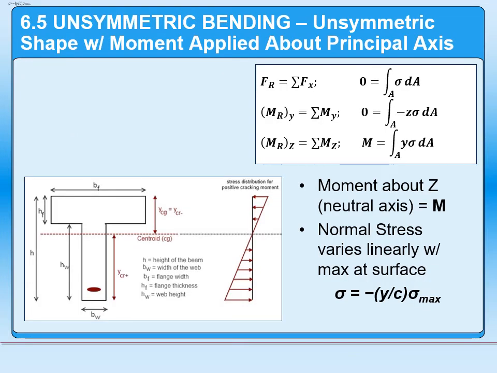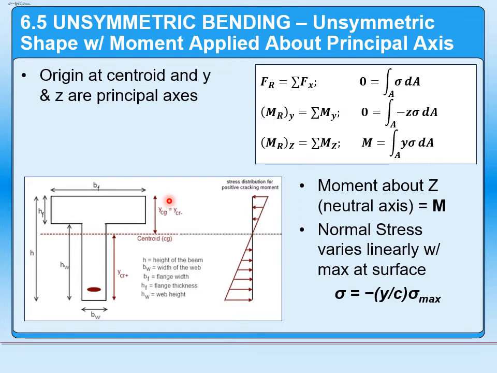Let's take a look at the unsymmetric bending caused by an unsymmetric shape, for example, the one shown down here. Now, a couple things we need to take into consideration. For one, we need to define the origin at the centroid, right? So the origin is going to be at our centroid. You need to go through and analyze the surface to determine that. We're also going to define y and z as the principal axes here.